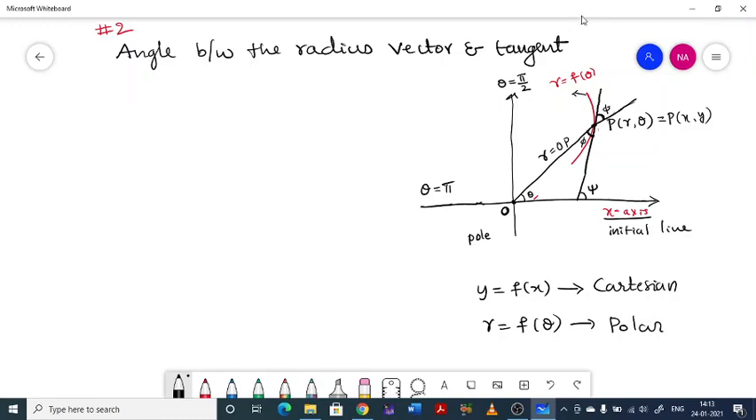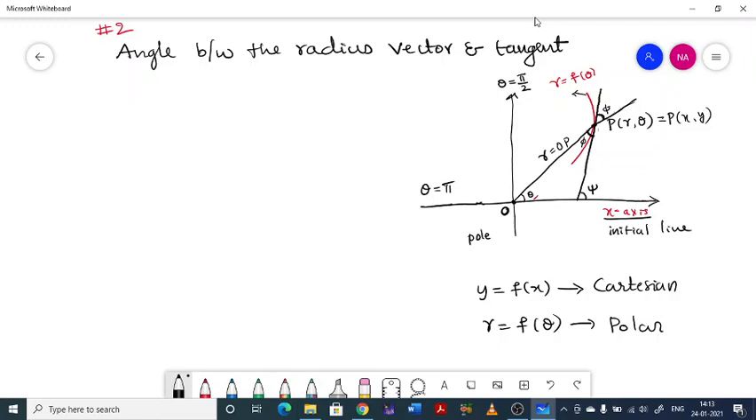Next, when we draw this tangent, it makes some angle with the radius vector r, and we are going to find an expression for that angle phi. Theta is the angle between the radius vector and the initial line. Phi is the angle between the radius vector and the tangent. Psi is the angle made by the tangent line with the initial line. These are the three angles formed in this process.